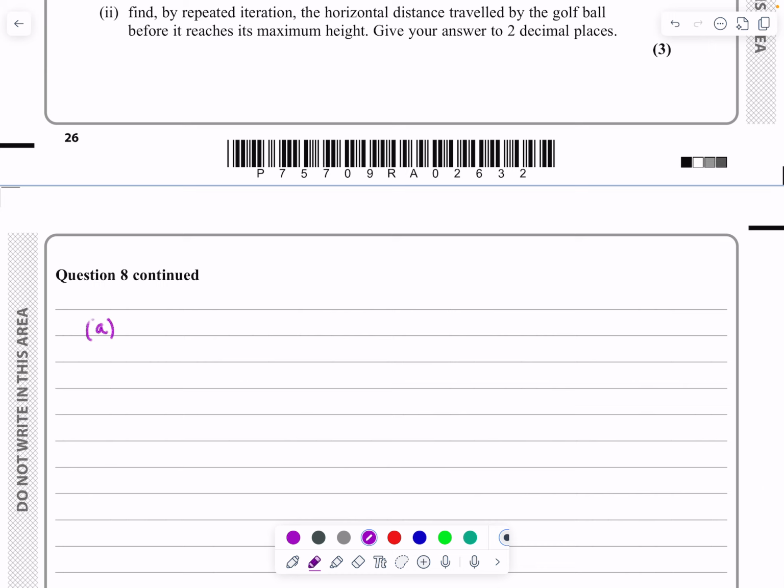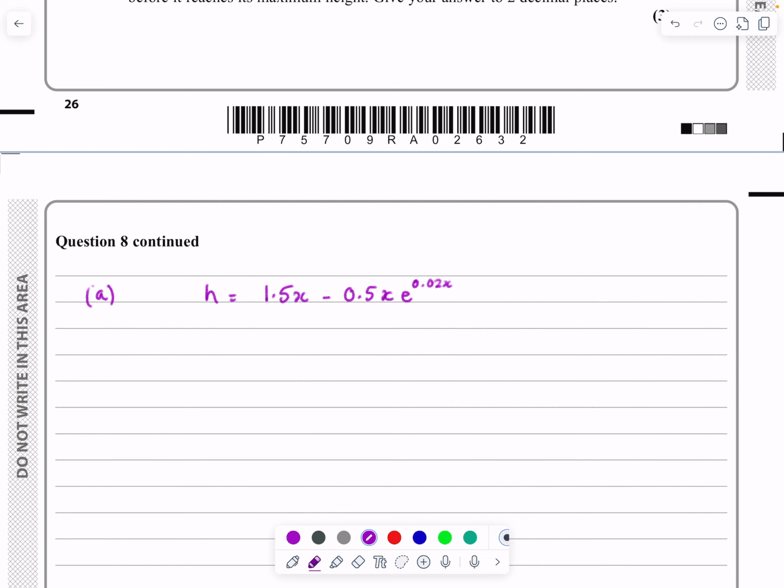So for part A, let's make it clear to the examiner what we're saying. We know that H is given by this complicated function here, 1.5x minus 0.5x e to the 0.02x, and they don't apologise for the complicated nature of that function. It's all part of it. It's a question 8. Should be relatively difficult. D is going to be when H equals 0. So let's just say that at D, H is equal to 0. So we're going to get 1.5x minus the rest of this function is going to be equal to 0.